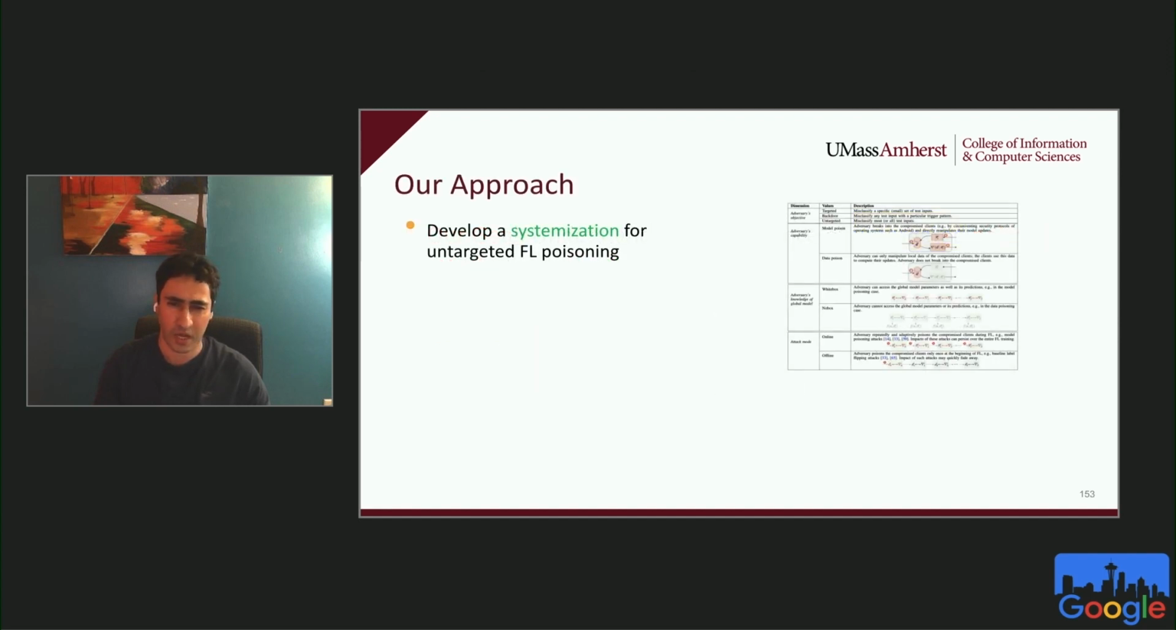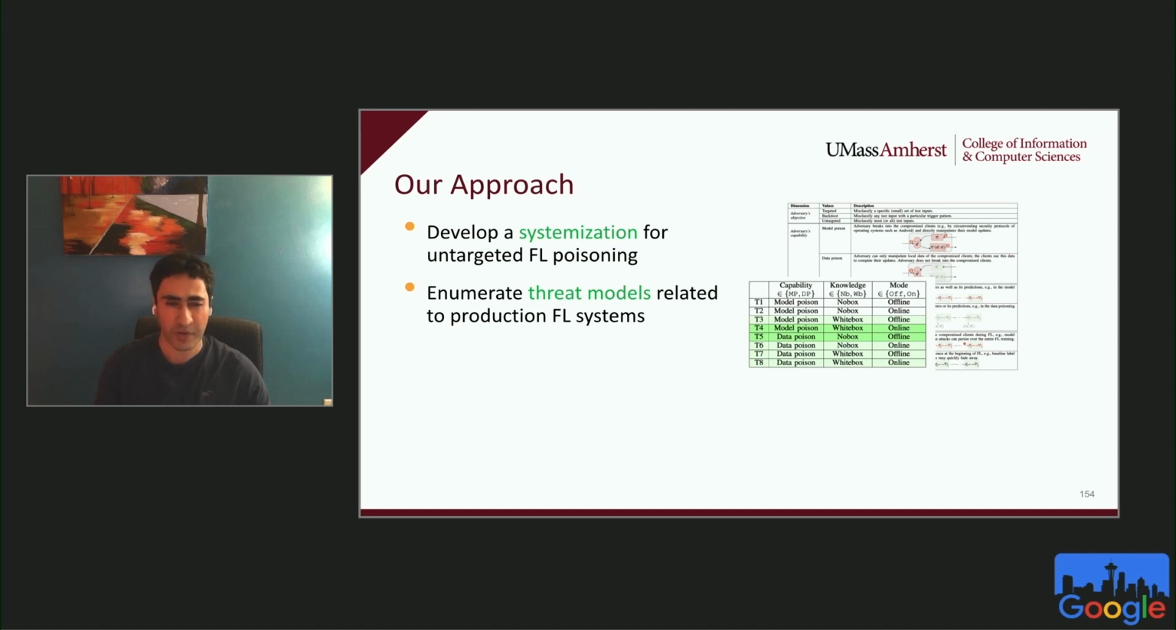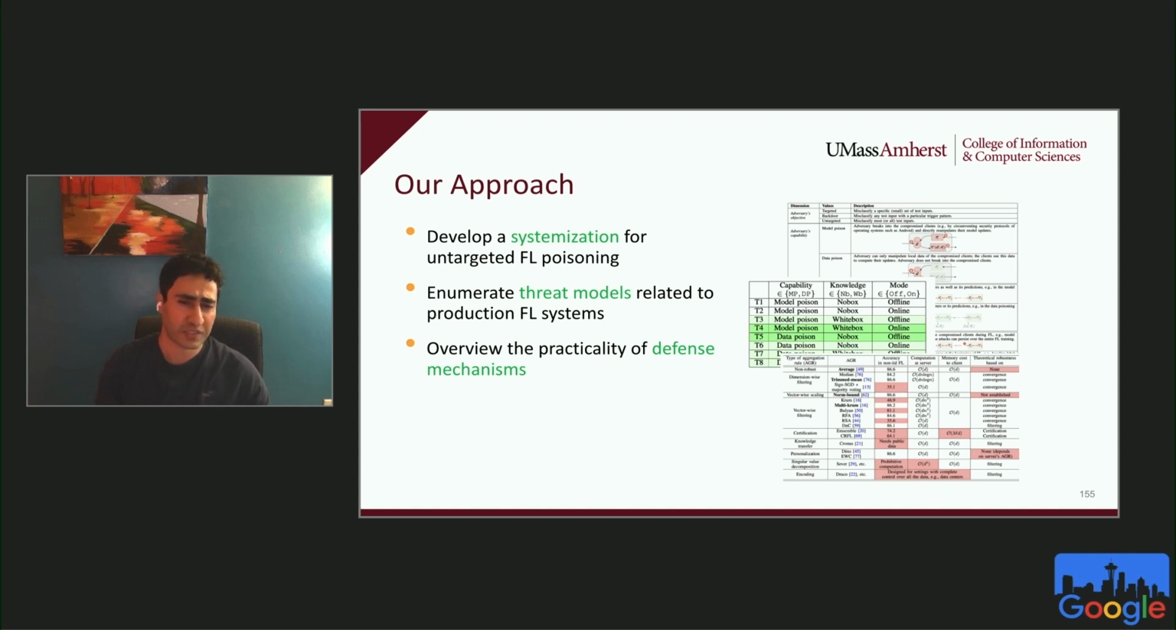This is an overview of what we've done so far. We try to develop a systemization of knowledge for untargeted FL poisoning. We enumerate all threat models that pertain to FL poisoning and try to identify the threat models that are more relevant to practical deployments of FL in production systems. We comprehensively overview existing defenses proposed for poisoning attacks and try to identify those that could in fact be used in practice given constraints of practical production systems.